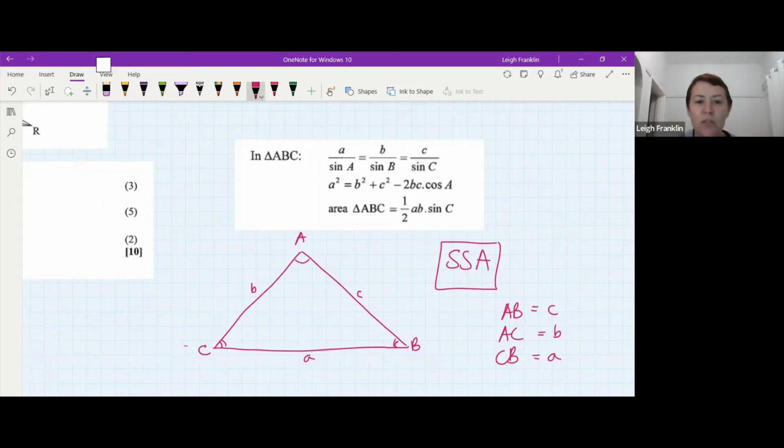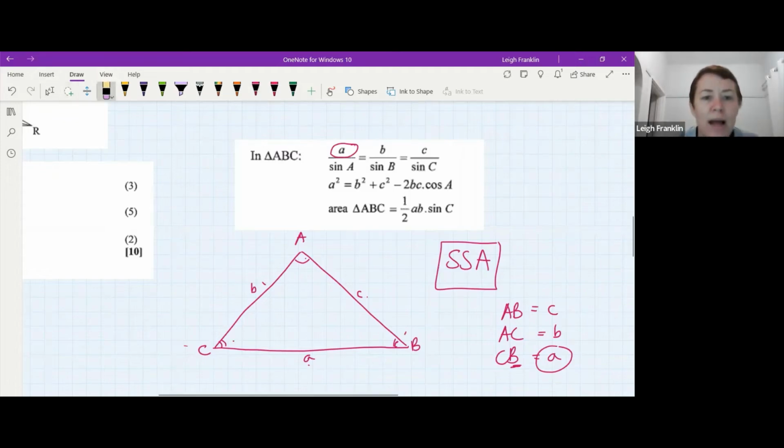So that's what they're referring to here. When they say A, they mean side CB. So side A over the sine of A. Can you see how we're working with the side and the angle opposite it is equal to B over sine B, the angle opposite it, is equal to C, the side over sine C, the angle opposite it.